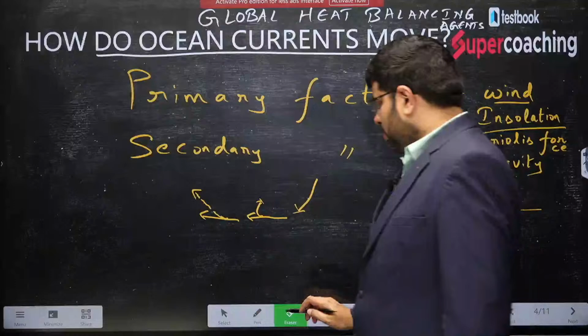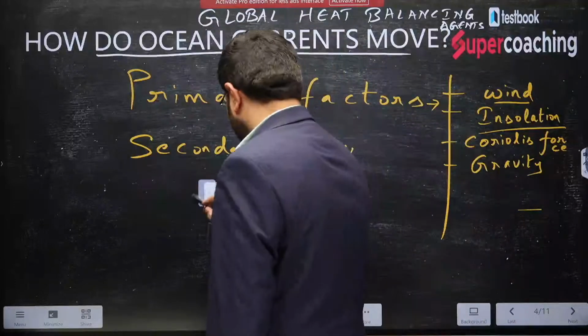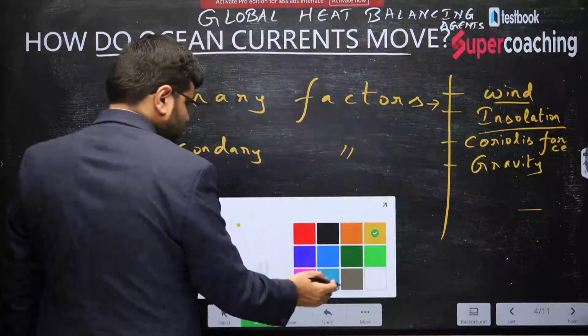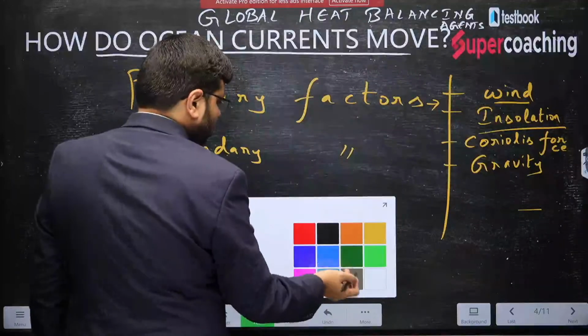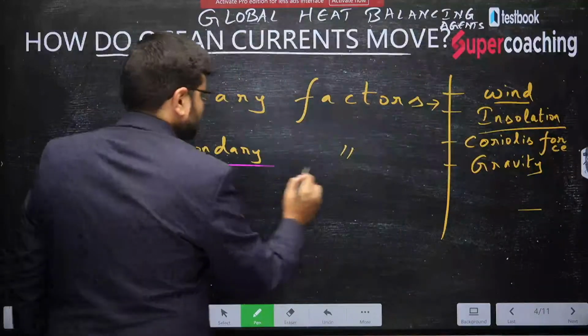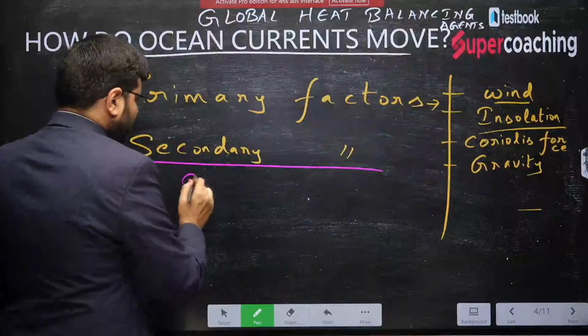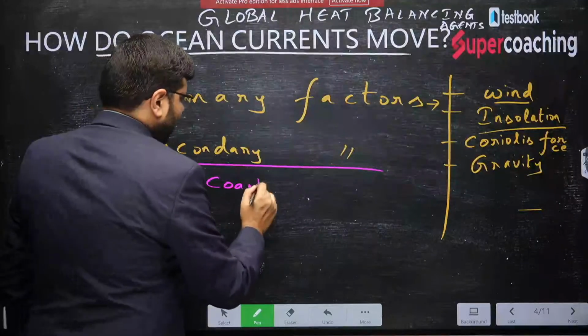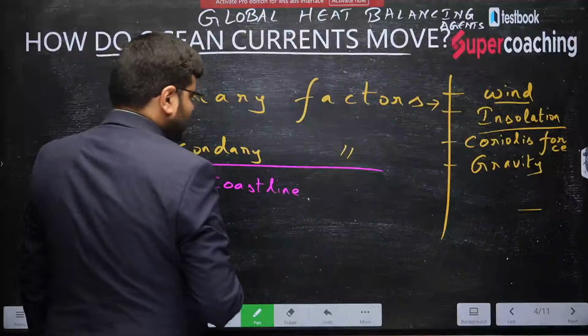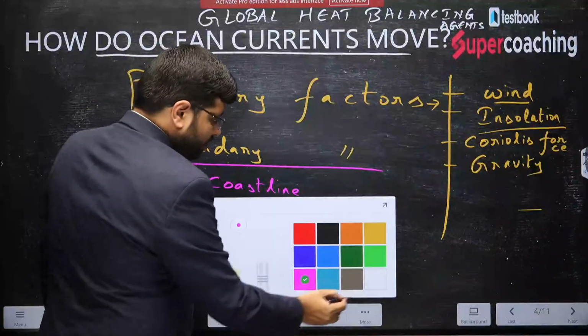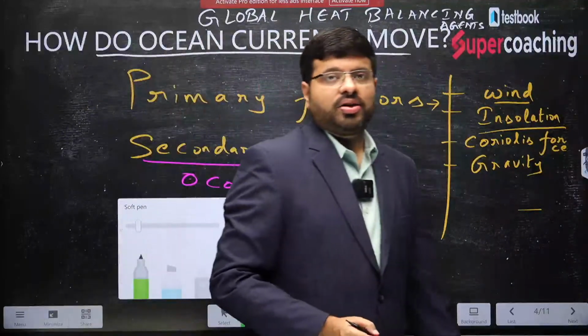Then when you talk about the secondary factors, you have things like the sea coastline. I think this color is not good. Okay, we'll go with the white. So coastline.